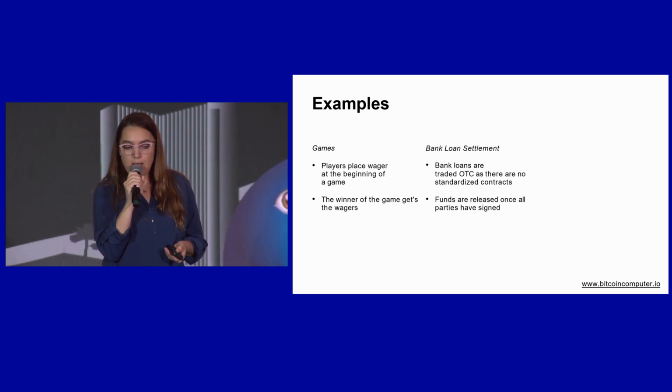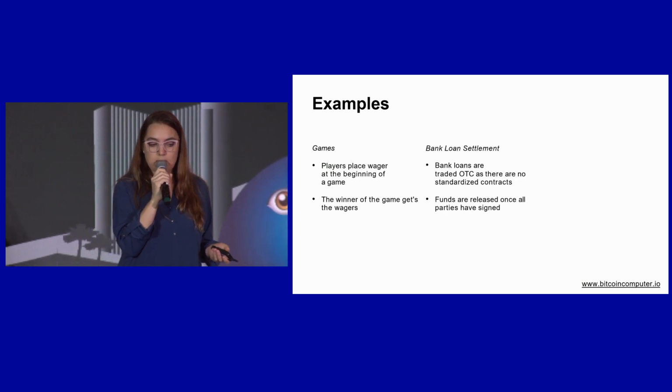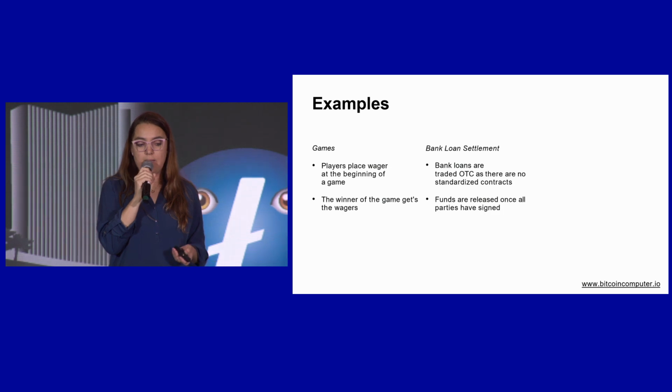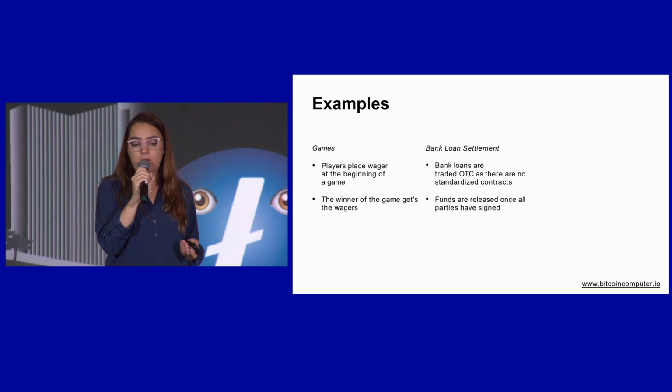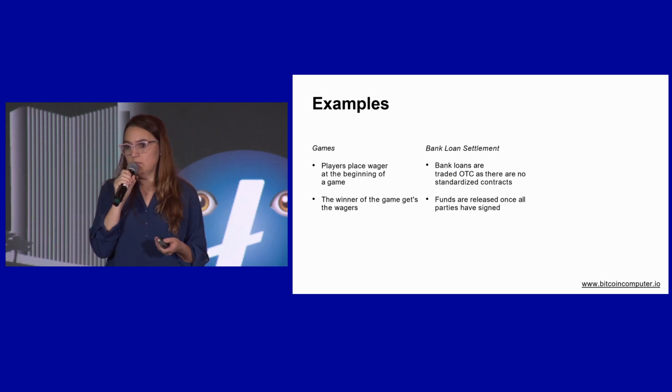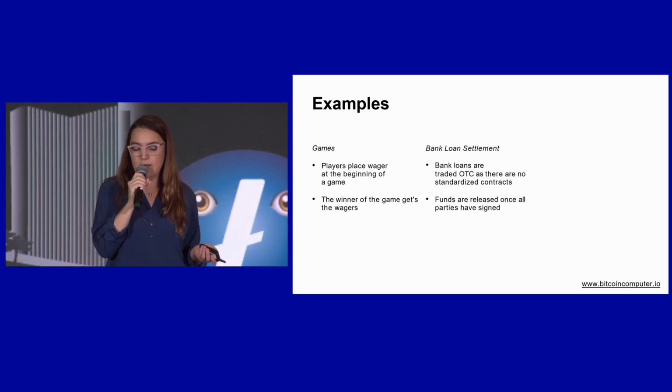Another example that we have is a bank loan settlement, which in general is an agreement between institutions that is not standardized in a contract, but you can think of a bank loan settlement as a general state machine where different participants participate, updating the state until some final state is reached. And once this final state is reached, the funds are released.